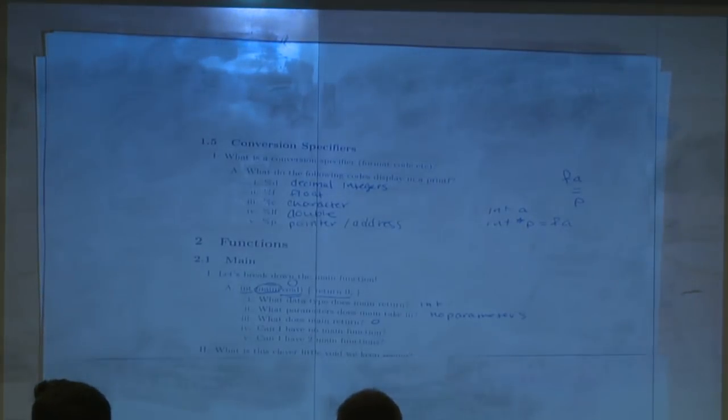Can we have no main function? No, we need one. It can be in another file that's linked to it. It could be at the bottom. It could be wherever, but it needs to exist somewhere in order for that program to execute. Similarly, we can only have one. Can't have two. So if you see two mains, it's not going to work. It's going to yell at you.